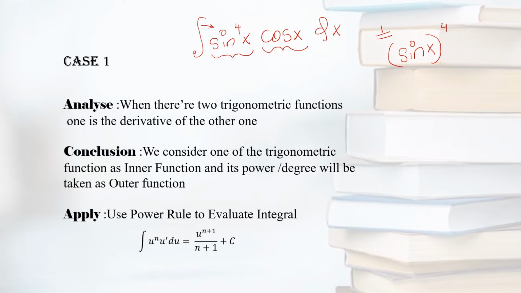Now number two, you have to see whether you have the derivative of the inner function inside the question or not. If you have, then it means you are at the right place and you have to apply case 1 of the U substitution method. The derivative of sine x is cosine x.